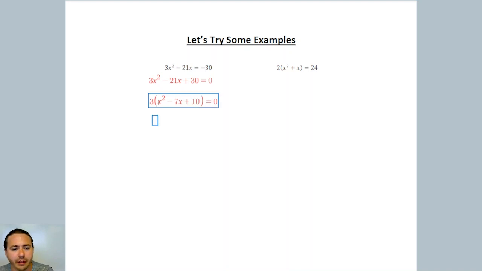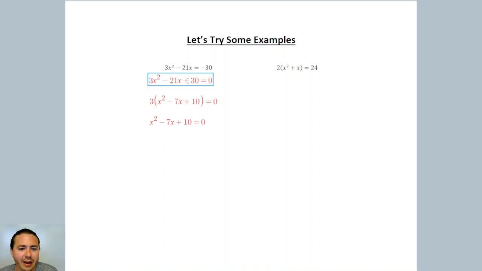Divide both sides by 3. I'm just going to highlight this so I don't have to write it again. Divide both sides by 3, and 0 divided by 3 is 0. So that's the nice thing about dividing out that GCF: it makes this a little easier to solve for. So what I'm looking for now are 2 values that multiply to give me 10 but add up to negative 7.